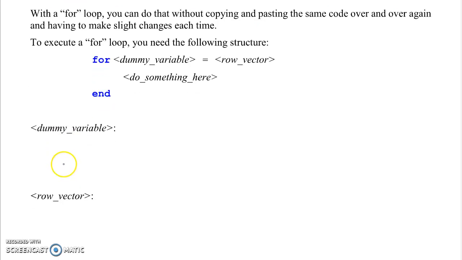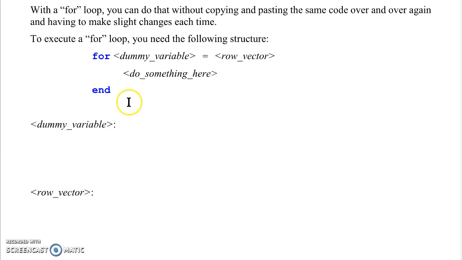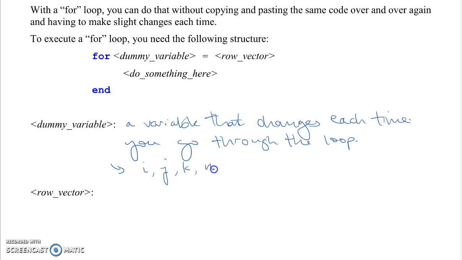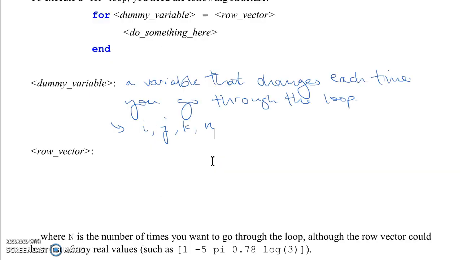So what is this dummy variable? The dummy variable is a variable that changes each time you go through the loop, or each iteration. Now usually the dummy variable is something like i or j or k or n or something like that. In addition to the dummy variable, you need that equal to a row vector.